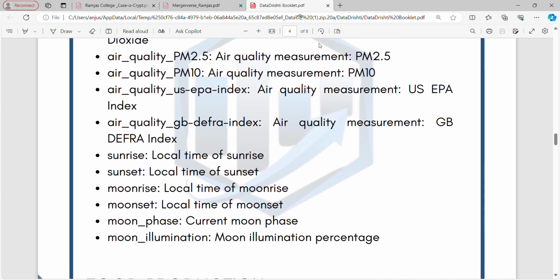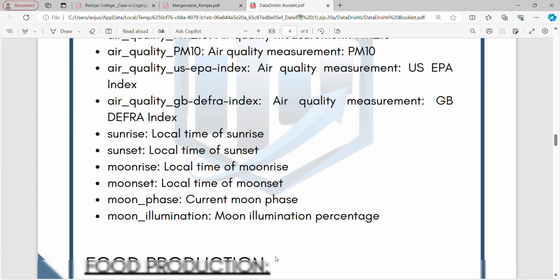then air quality measurement PM 2.5, PM 10, air quality measurement US EPA index, then air quality measurement GB DEFRA index. Then local time of sunrise, local time of sunset, local time of moonrise, local time of moonset, current moon phase, moon illumination percentage.